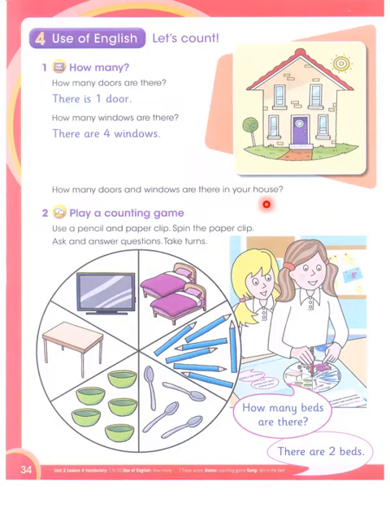Next we will go and play a counting game. Use a pencil and paper clip. Spin the paper clip. Ask and answer questions, take turns. This is a job that you can do with your friends. Today we may not read it in detail because this is a job that you will be required to do with a friend.